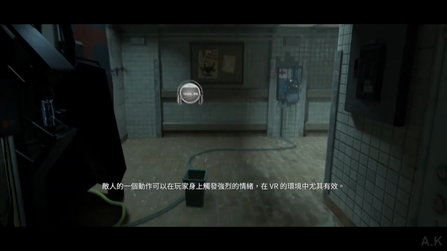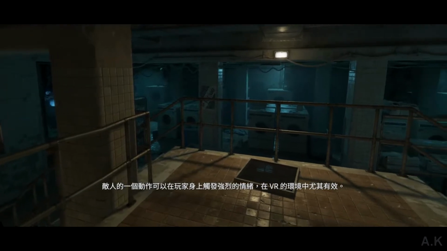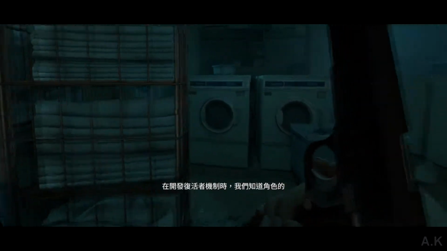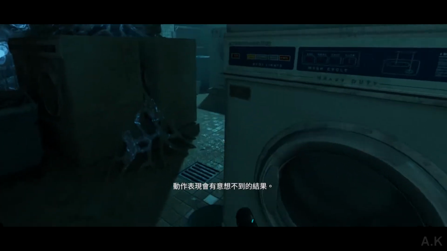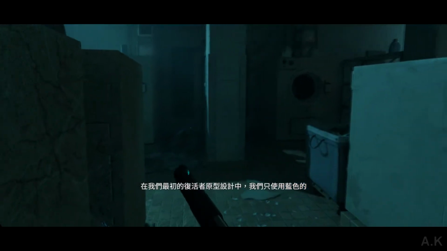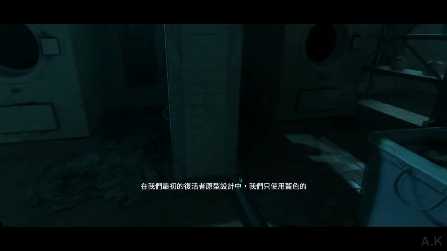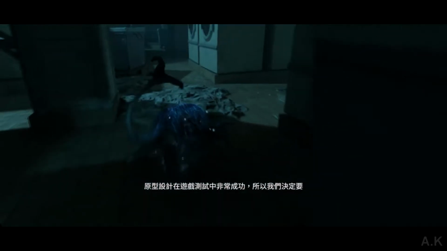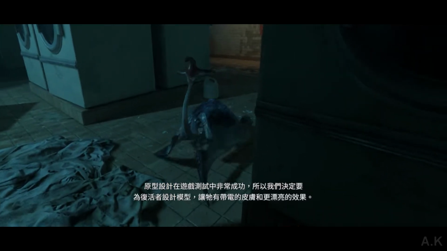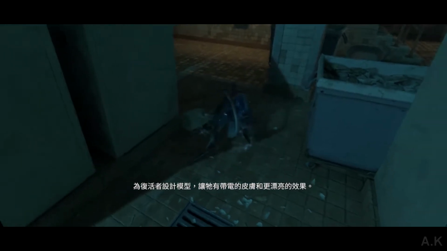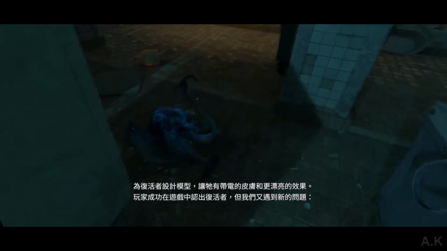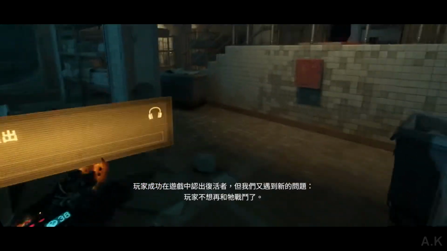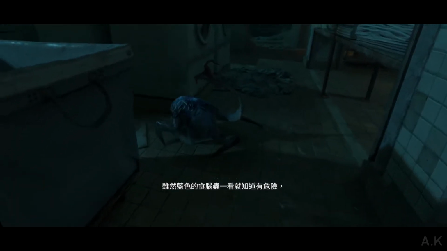An enemy's animation can elicit a powerful emotional response from players, especially in VR. While developing the Reviver, we learned that sometimes a character performance can have unintended consequences. In our initial Reviver prototypes, we simply used a blue-tinted headcrab model with rudimentary electrical effects. The prototype was successful enough in playtesting that we decided to invest in a new, purpose-built model for the Reviver, with electrical skin and improved effects. Players identified the new Reviver successfully in the game, but we ran into a new problem. Players didn't want to fight it anymore.